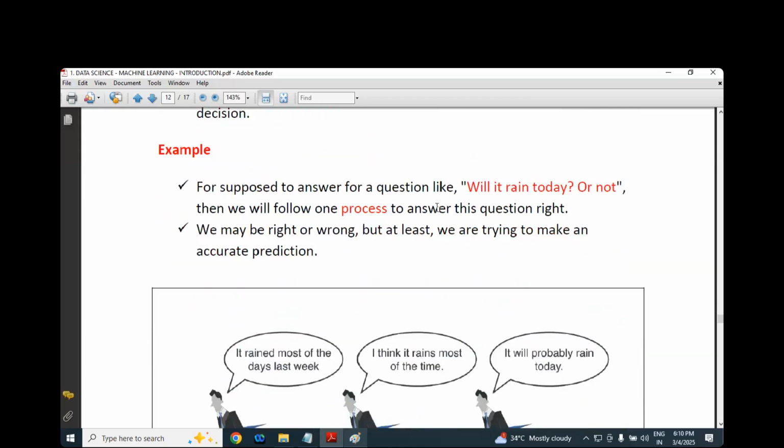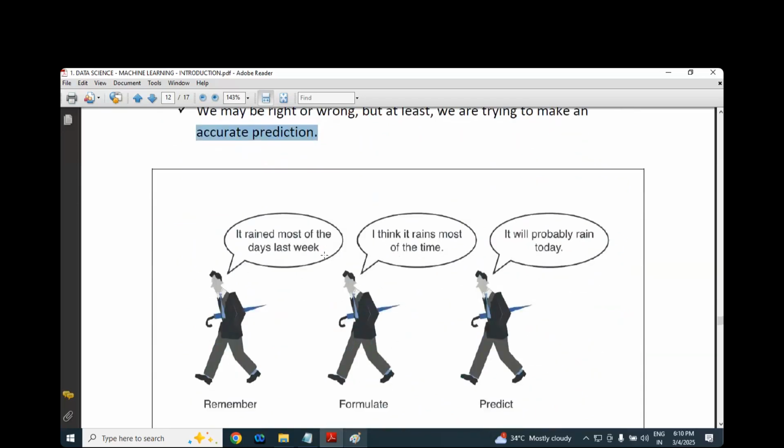Supposing we want to answer a question like, will it rain today? If you really want to understand this one, there is some process. We may be right or wrong, we can check that later, but at least we are trying to make some accurate prediction actually. Okay.